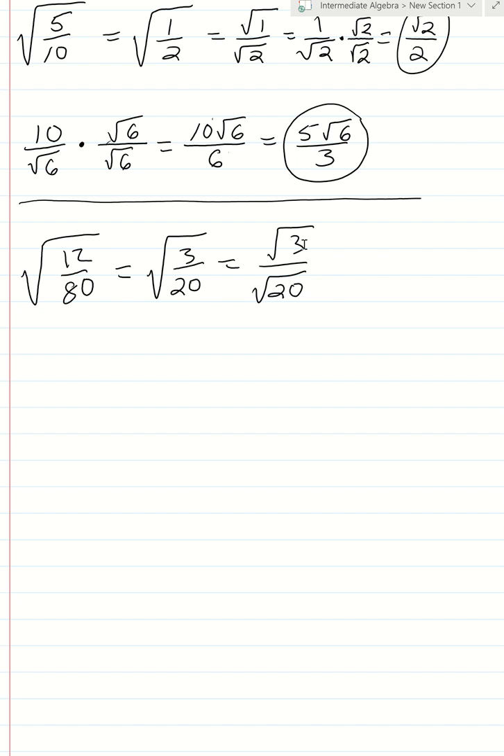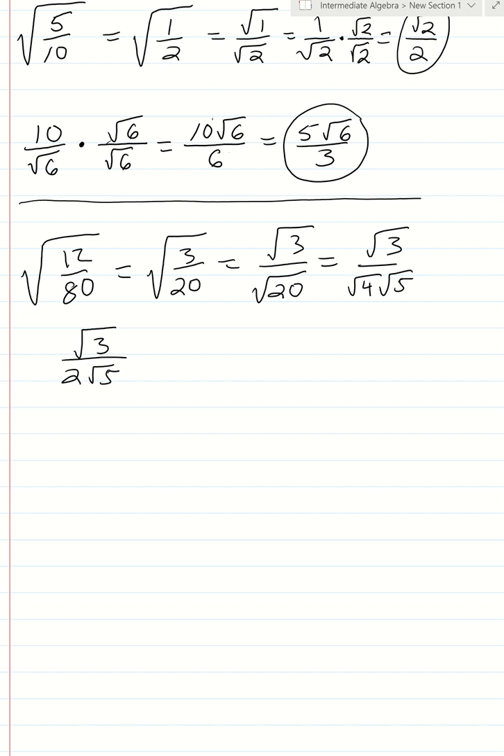Well, let's see if we could simplify anything here. The square root of 3, there's nothing we can do with that. So we're just going to leave it as the square root of 3. The square root of 20, however, that can be simplified. We can use the factors of 4 and 5. And so now what we would have here is the square root of 3 in the numerator, and in the denominator, when we take the square root of 4, we get a 2 square root of 5.